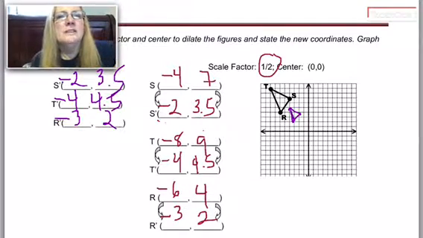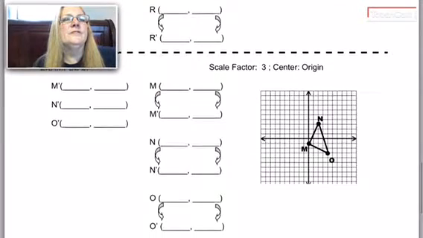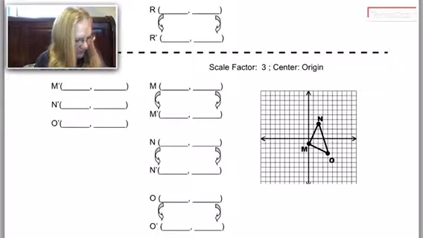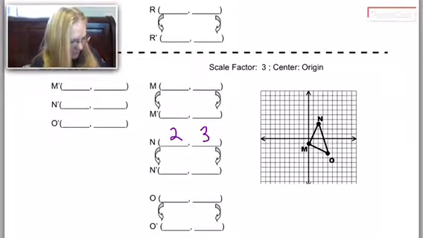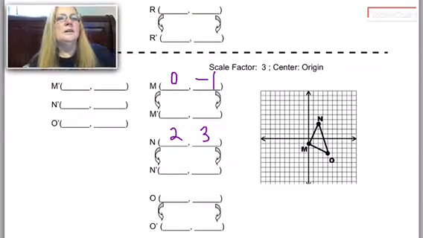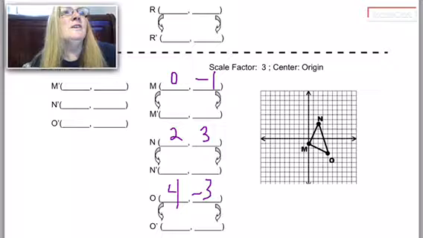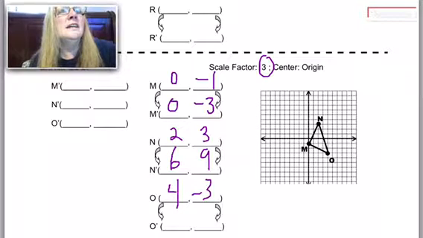I think we have one more example that is probably an enlargement. Let's see if we can fit that all on one page. All right, MNO. N is 2, 3. M is 0, -1. And O was 4, -3. Now our scale factor is 3, so I'll multiply 0 times 3 is 0. -3, 6, 9, 12, and -9.